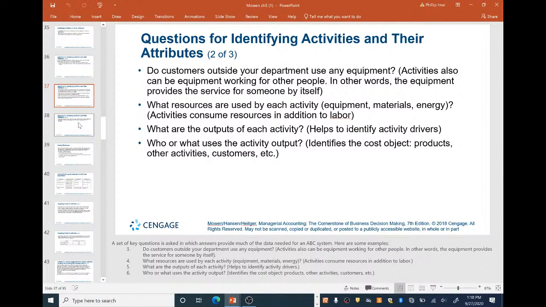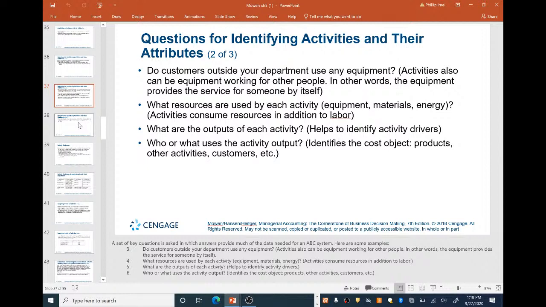Okay. What resources are used by each activity? So what resources we mean: equipment, materials, energy, and so on and so forth. And by each activity, meaning whatever it might be, producing a piece of furniture or producing a liquid, whatever the activity is. Okay, because once again, activities consume the resources in addition to labor.